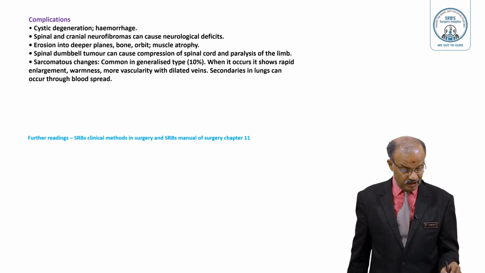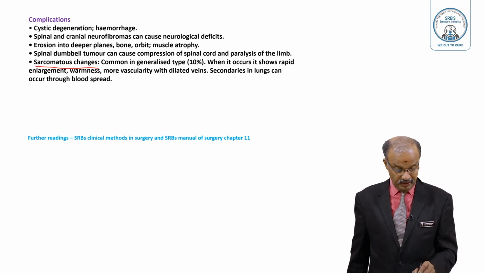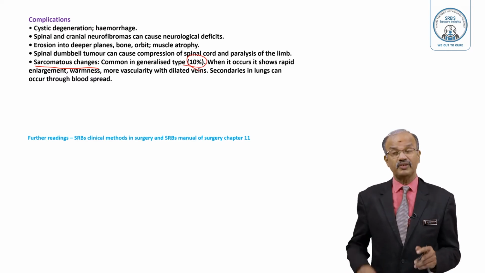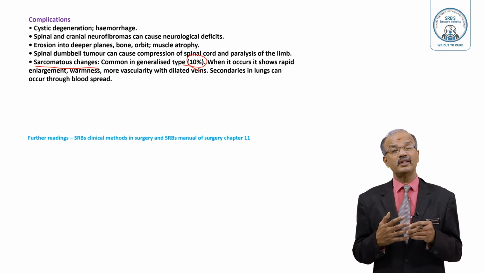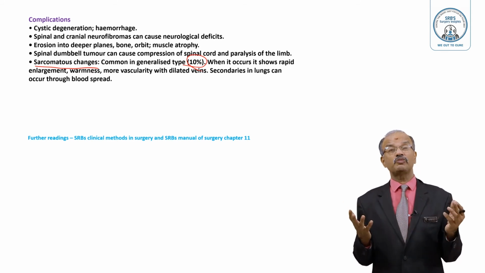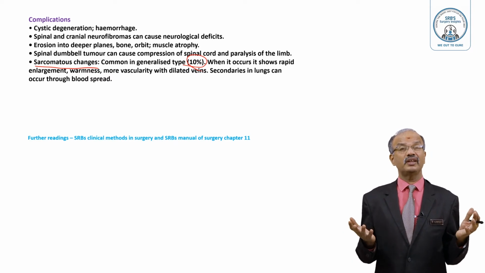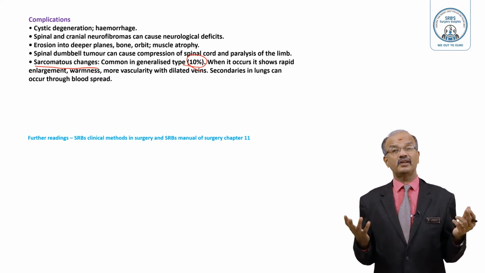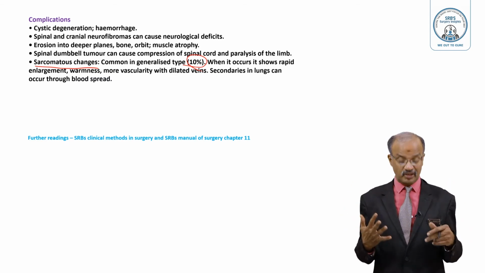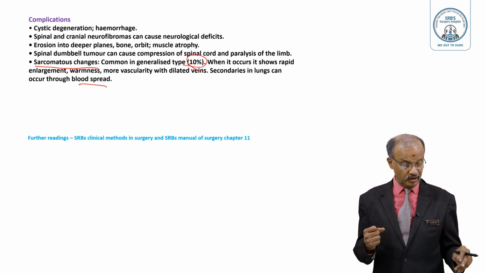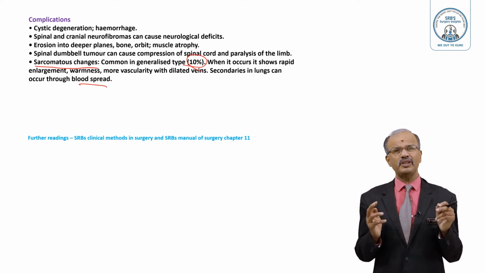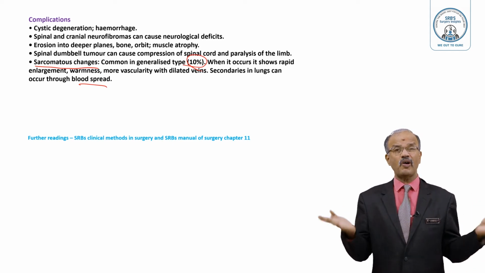So sarcomatous change is the most important thing. It mainly occurs in the generalized type, von Recklinghausen, in 10%: very sudden increase in size, warmth, dilated veins, soft, then erosion into the deeper plane, and eventually it spreads through the blood, and may cause secondaries in the lung and other areas, multiple cannonball secondaries in the lungs, by blood spread. So that is also an important thing, remember.